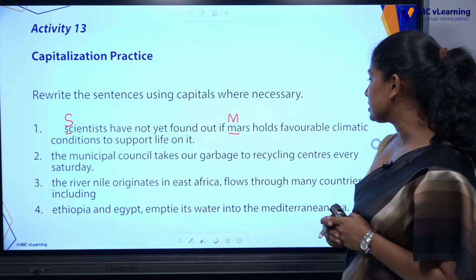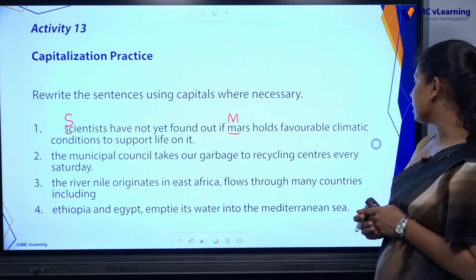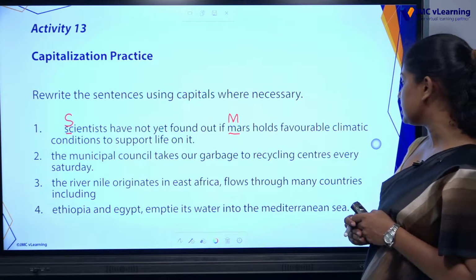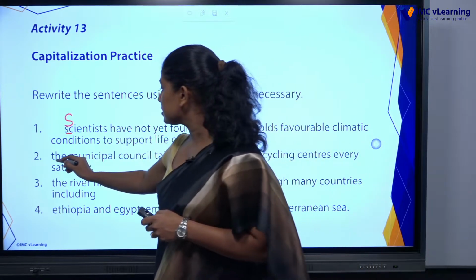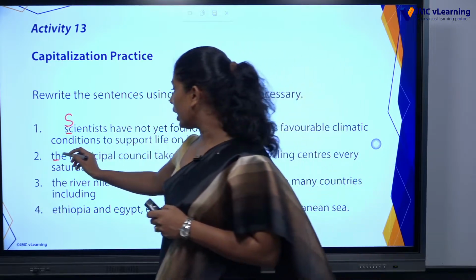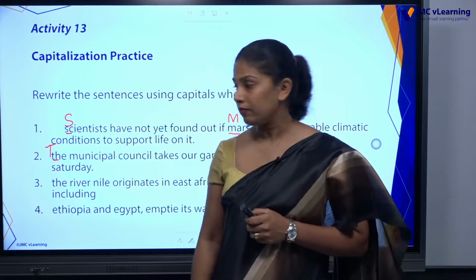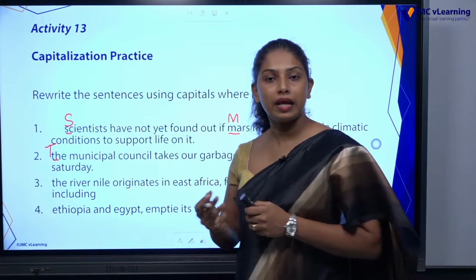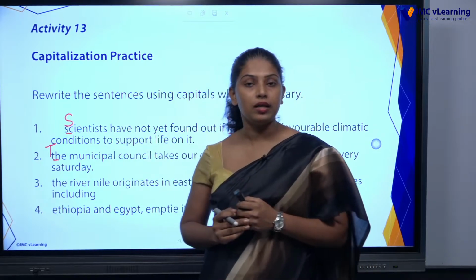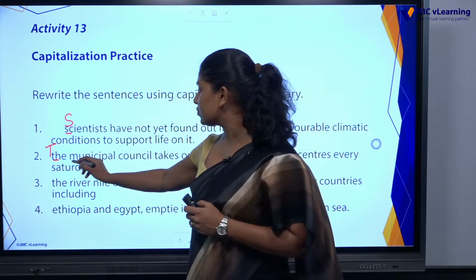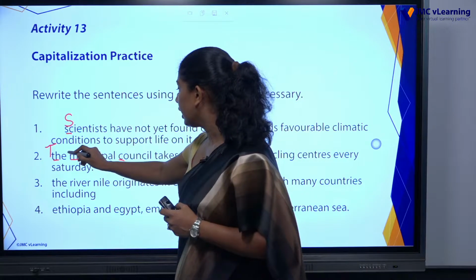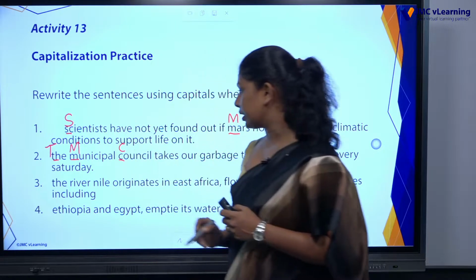The municipal council takes our garbage to recycling centers every Saturday. Here also the sentence was started using a simple letter, simple T. We can't start a sentence using simple T, so we have to change this T into capital T. Then municipal council, that's the name of an office or a department or authority under the government. So here also we can't start the names using simple letters. So we have to write municipal M and council C in capital.